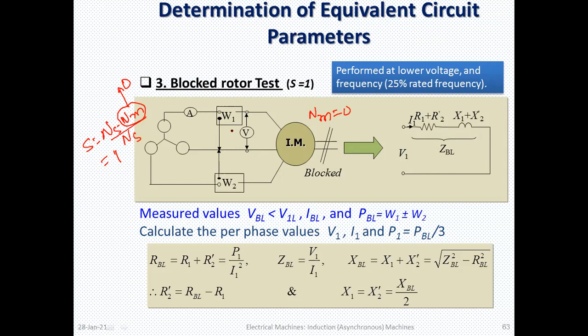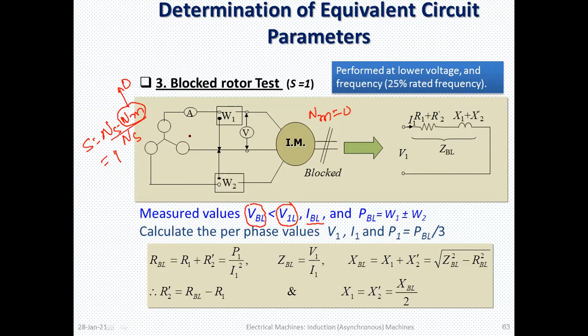The same wattmeter, voltmeter and ammeter arrangement is used here as we did in the no load test. So in the blocked rotor test, what will happen? The measured value VBL means the blocked rotor voltage. Here a lower voltage is applied, which means the rated voltage is not applied. For single phase, less than the rated voltage is applied here, and IBL is the blocked rotor current.